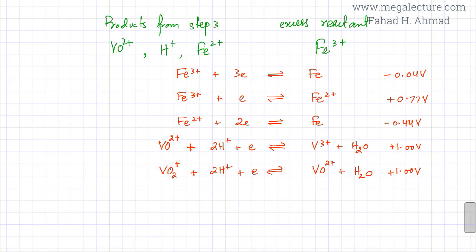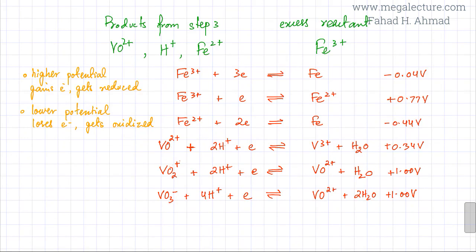So now after step 3, the products from step 3 are VO2+, H+, and Fe2+, and there's excess reactant still leftover, which is Fe3+. I'm going to try and figure out the reaction between the ions that are now present in the solution. And I've written down all the equations for Fe2+ and Fe3+. I've written down all the electrode reactions. Similarly for VO2+, I've written down all electrode reactions involving VO with 2+ positive charge. So all the electrode reactions have been written down. Now I've made a few corrections in the electrode reactions. I had copied them incorrectly.